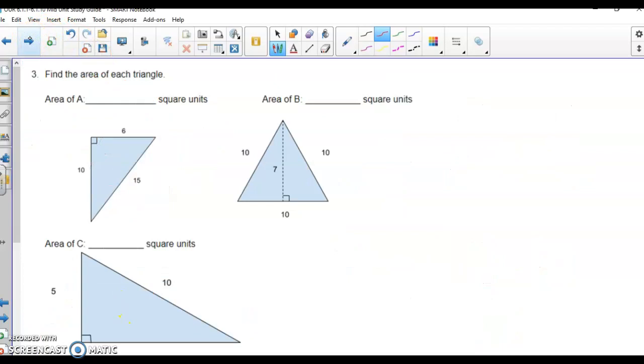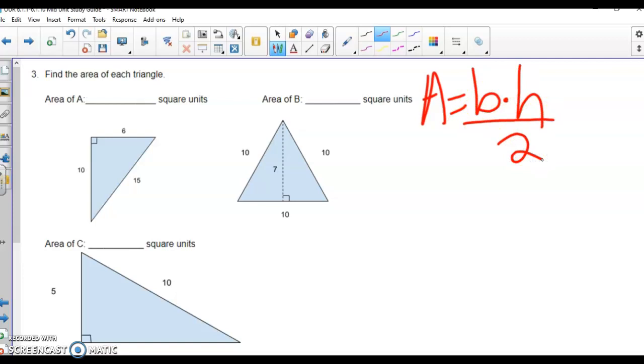Okay, part 3, number 3. Find the area of each triangle. Okay, so what we're going to do to find the area of each triangle is we're going to multiply the base times the height and divide by 2. Think about why we divide by 2.